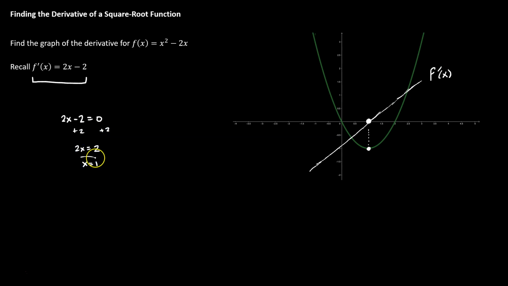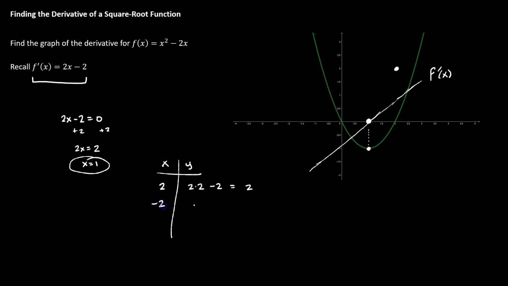We can find that it intercepts the x-axis at x equals 1. If I plug in points that are larger than 1, like the point 2, my output would be 2 times 2 minus 2, which is 2. So at 2, I should be up here. My line's not very accurate, so my slope should have been steeper.